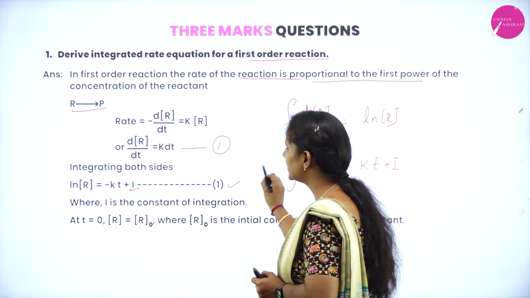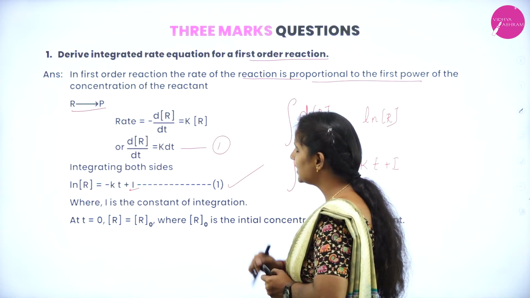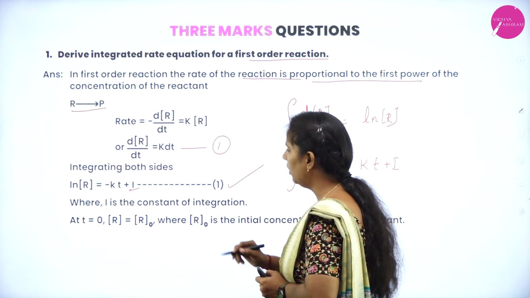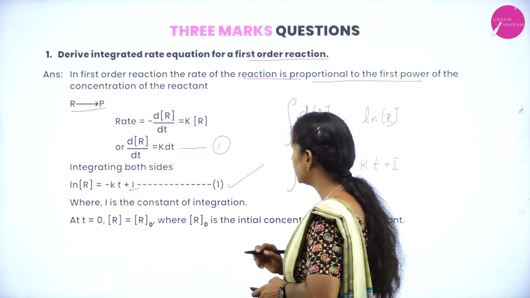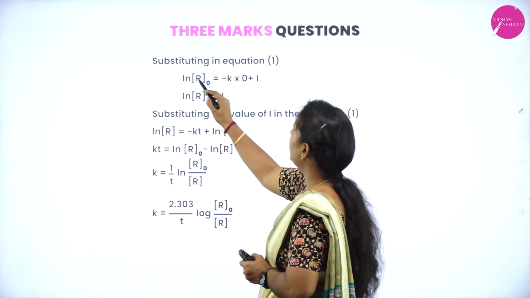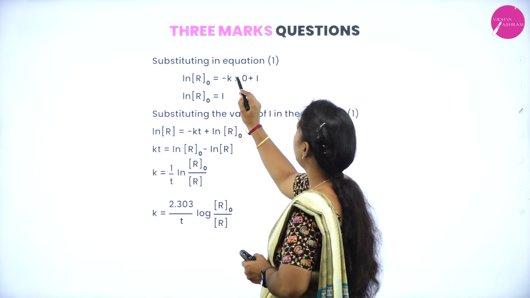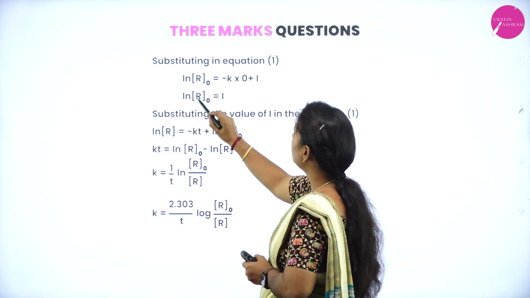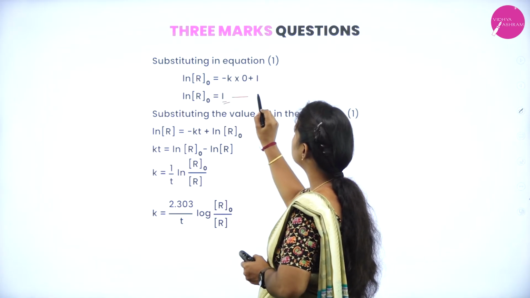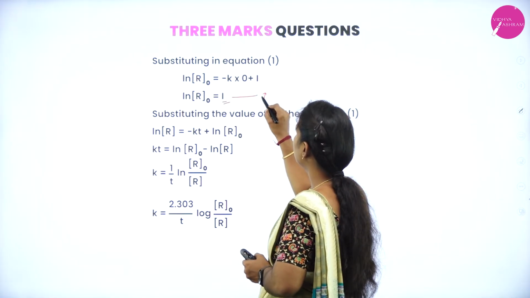Now, after getting equation 1, I will consider the time as t equal to 0 and [R] as [R]0, and the above equation can be written as ln [R]0, which is equal to minus k into 0 plus I. So, ln [R]0 is equal to I. This is another equation I got.